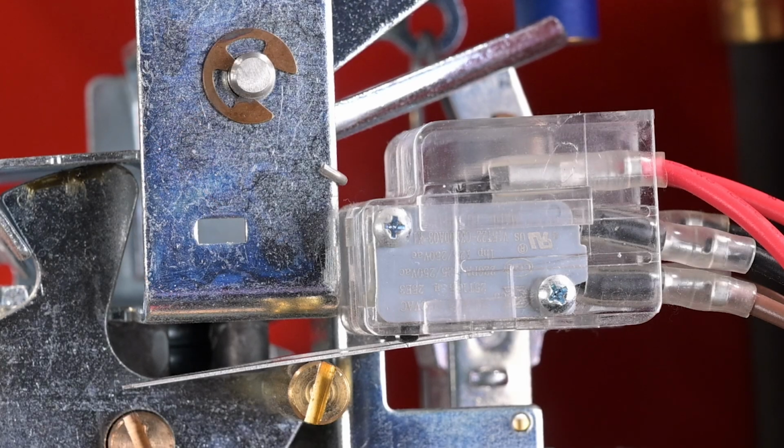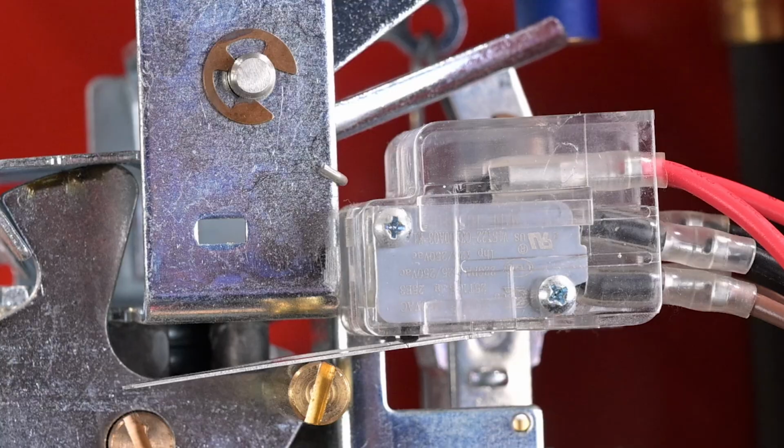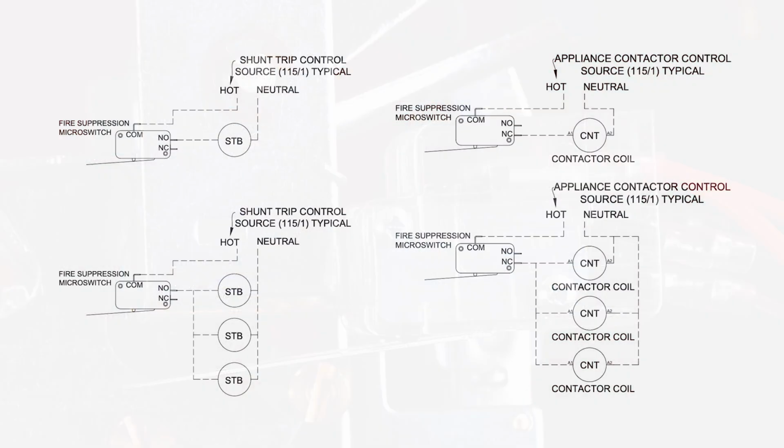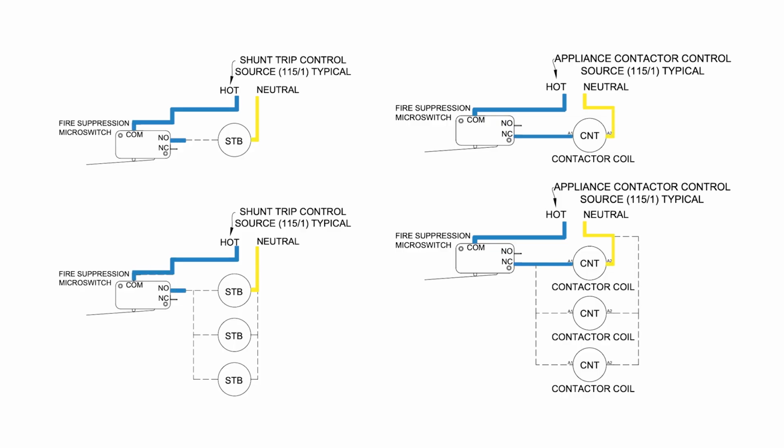Alternatives to the dry fire contacts are a fire suppression microswitch. This would need to be a free microswitch. The wiring logic of the dry fire contacts is the same for the microswitch. A fire suppression microswitch has a common, normally open, and normally closed terminal. As shown here, the wiring is the same for a microswitch as the dry fire contacts. Examples for shunt trip breakers and contactor coils are shown here for convenience.